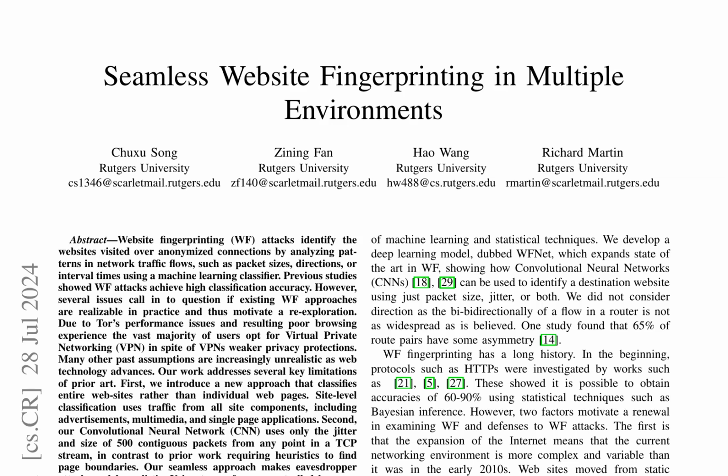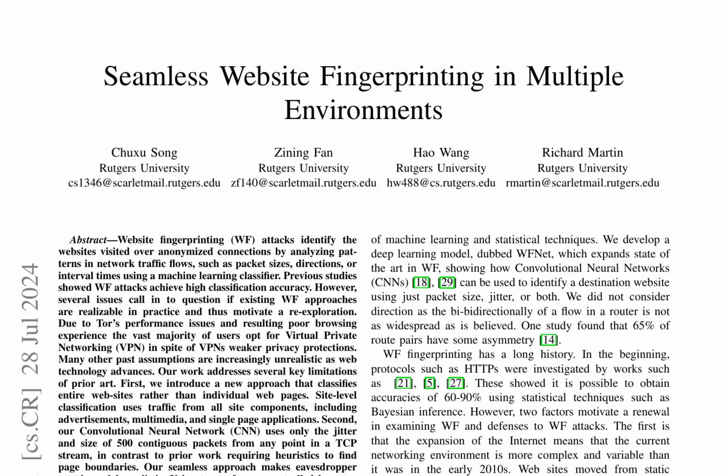This research paper introduces a novel approach to website fingerprinting, WF, a technique used to identify websites visited over anonymized connections by analyzing patterns in network traffic flows. Prior WF approaches have limitations, including characterizing WF as identifying specific web pages rather than entire domains, relying on unrealistic attack models, and lacking diverse training data.